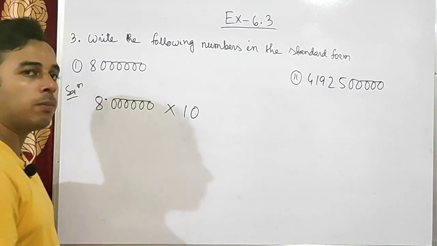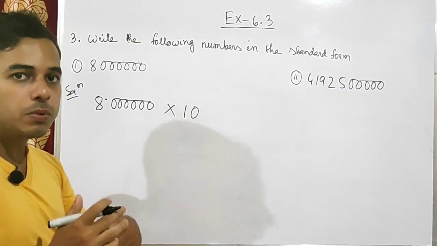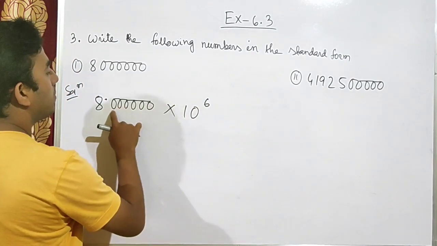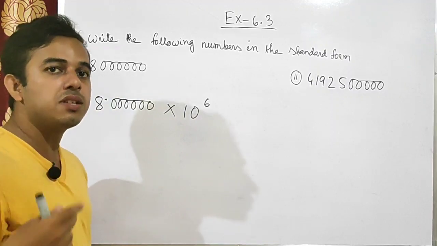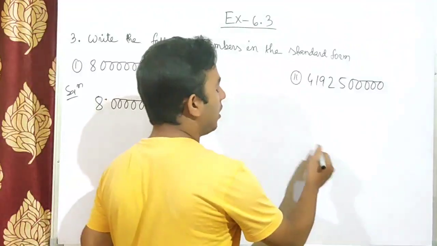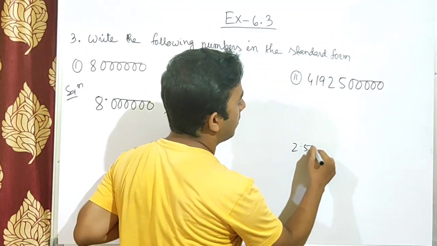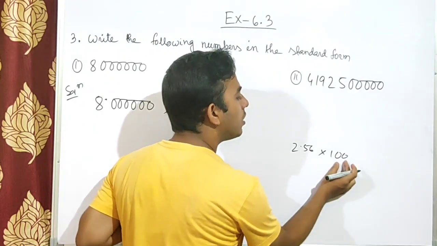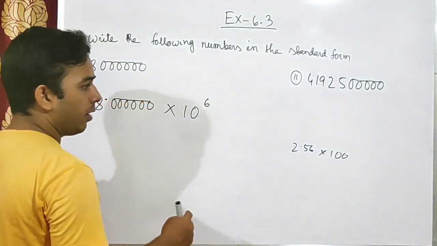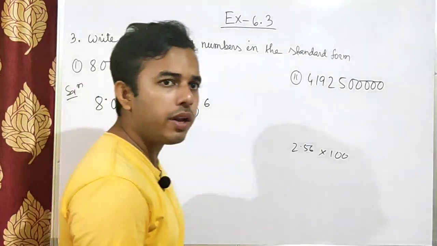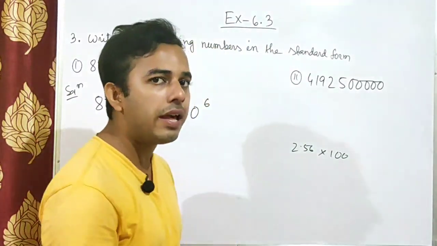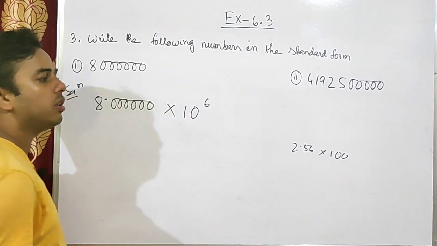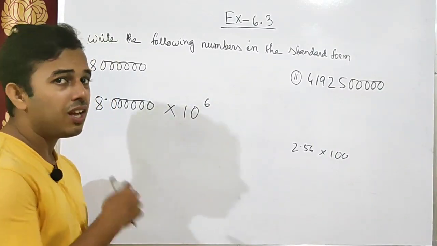With which number if we multiply, their value will not be changed? We'll multiply with 10 to the power 6, because after the decimal there are 6 digits, 1 2 3 4 5 6. I told you in the previous introduction. Suppose 2.56: for removing the decimal we multiply with 100, because after the decimal there are 2 digits, so we multiply with 1 followed by double zero, which is 100. Clear? Here after the decimal how many zeros are there? 6 zeros. So we'll multiply by 10 to the power 6.